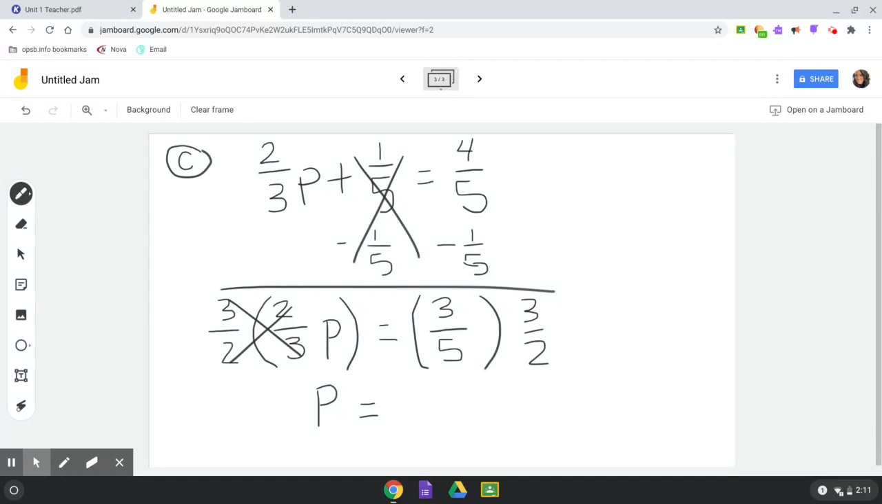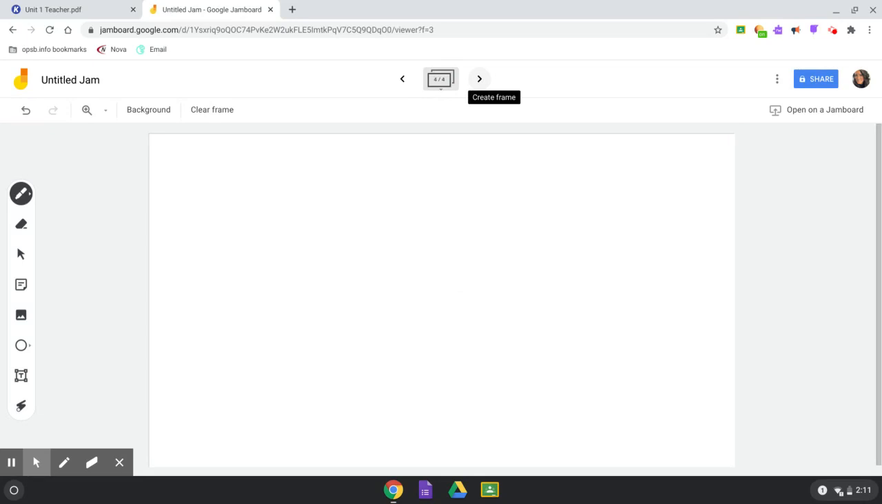3/5 times 3/2. When you multiply fractions, hopefully by now you know that you multiply straight across. So 3 times 3 is 9. 5 times 2 is 10. So my answer is 9/10. Okay, now part D. Part D is a little more difficult.